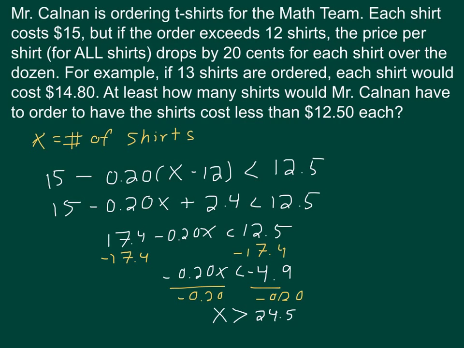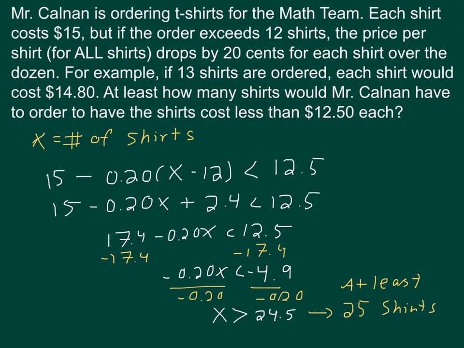And so I go back to my original statement, and x is the number of shirts. So I need to get a number of shirts that is greater than 24.5. So what's the least number of shirts that I'd have to get? Well, I have to think about this. Shirts, I'm not going to order half of a shirt. And so what's bigger than 24.5, but then the least number I'd have to get, I'd have to order at least 25 shirts. Maybe I'll mention at least there. At least 25 shirts is what I would need to order.